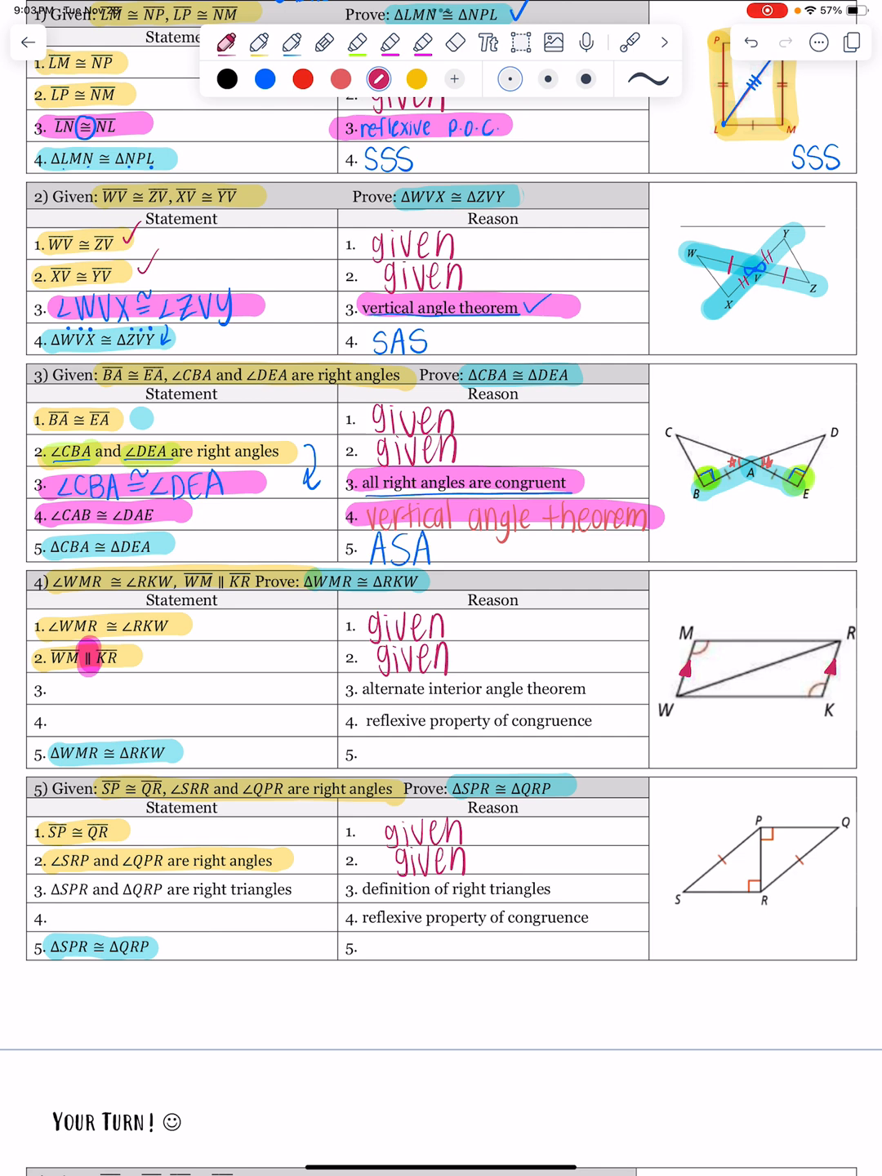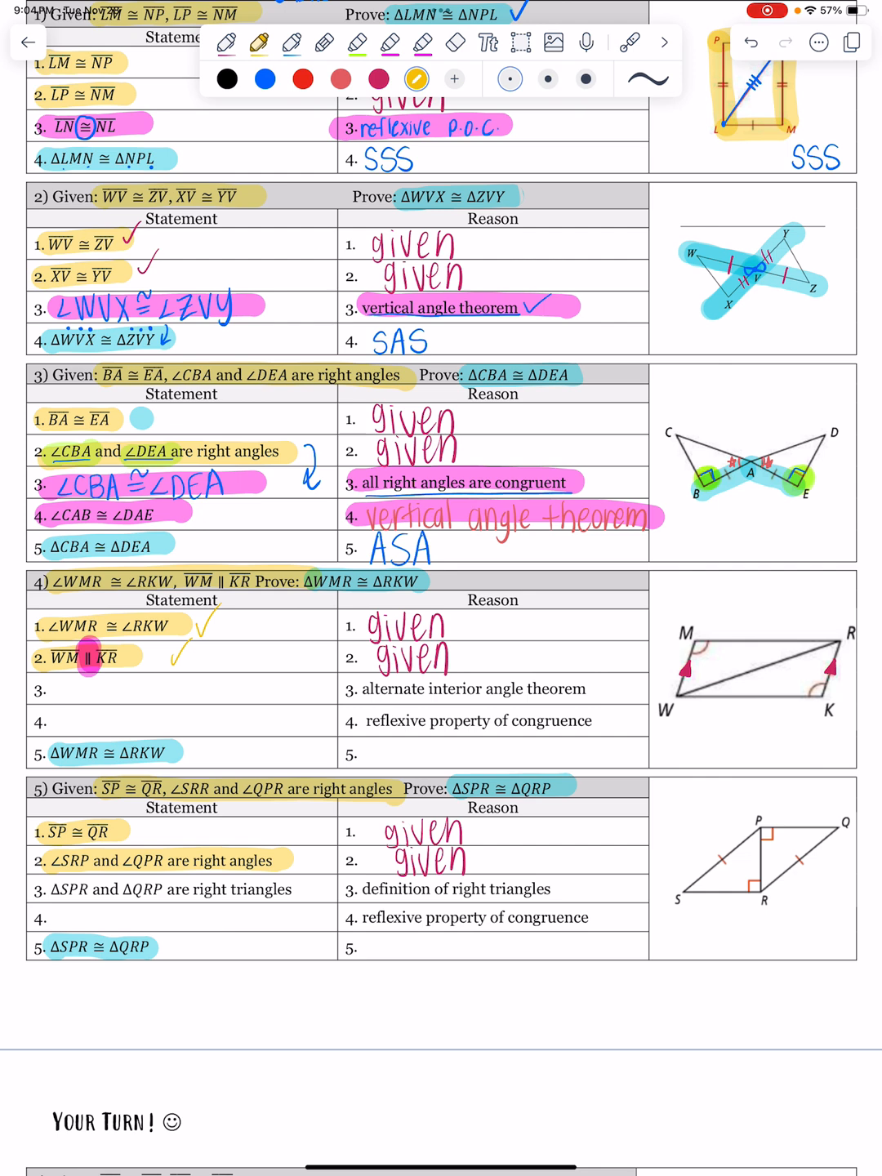And so we've got our given information in the picture. Let's make sure that it's marked. Angle WMR, so WMR, this one right here, is congruent to this one. So of course that's already marked, thankfully. I'm gonna go ahead and check that off. Okay. Then it also shows that those are parallel, which is also marked.